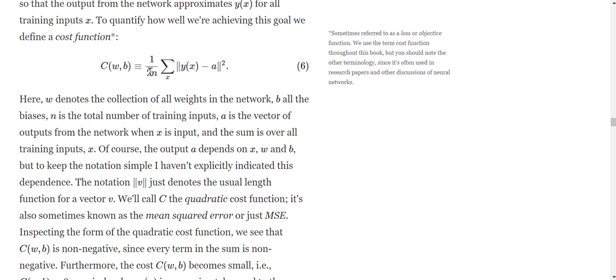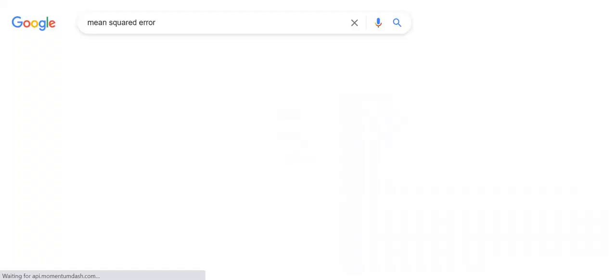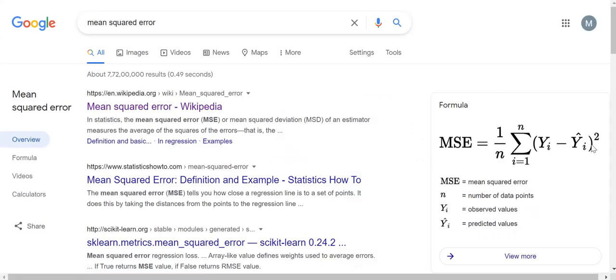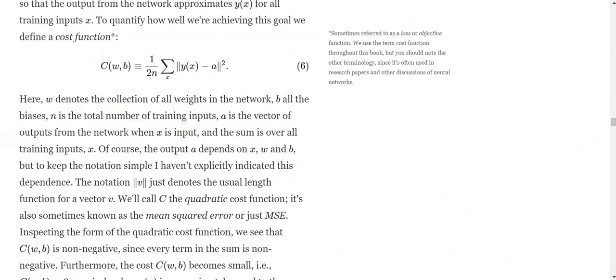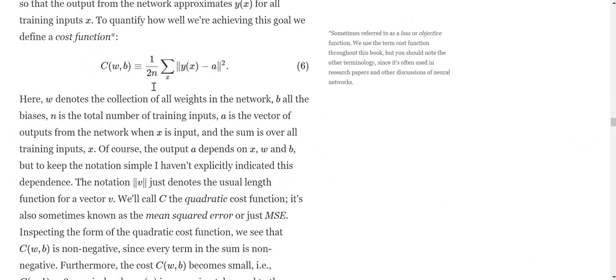And if you just remove this 2 for a while and do not think about this 2, this is exactly the same formula as the mean squared error. If you don't believe me, let's just look up mean squared error here. This formula is exactly the same as the formula we have here. Y of x is yi, which is the observed value, the predicted value, and the total number of data points, and so on. So this is the cost function which we're using.